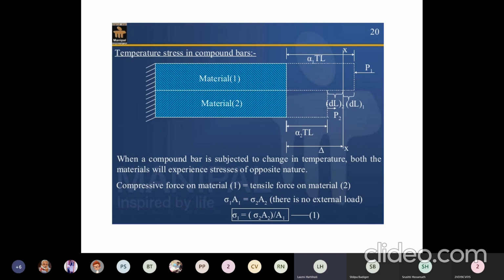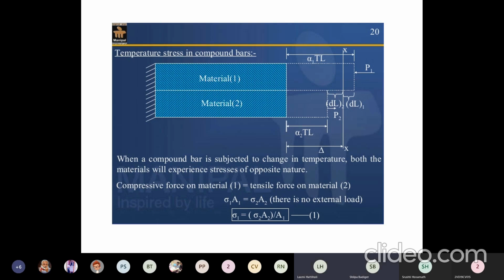Now after drawing XX, observe carefully for material 1. For material 1, to bring the last dotted line deformation to XX, what should I do? Should I apply a compressive force or a tensile force? I want to bring material 1's deformation to XX. So what should I do now? Should I apply a compressive force or a tensile force?